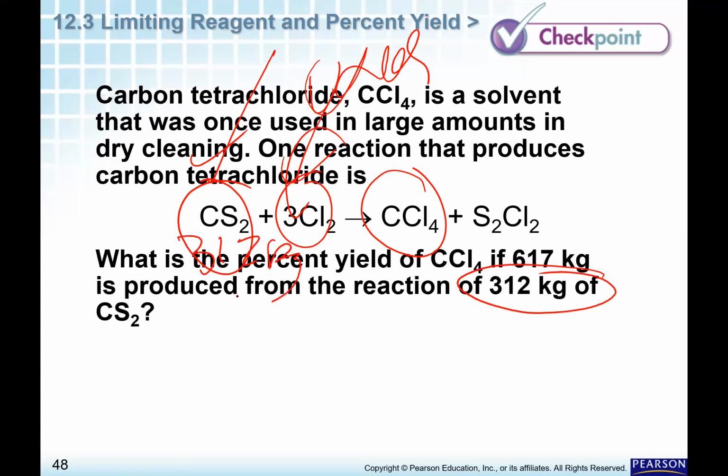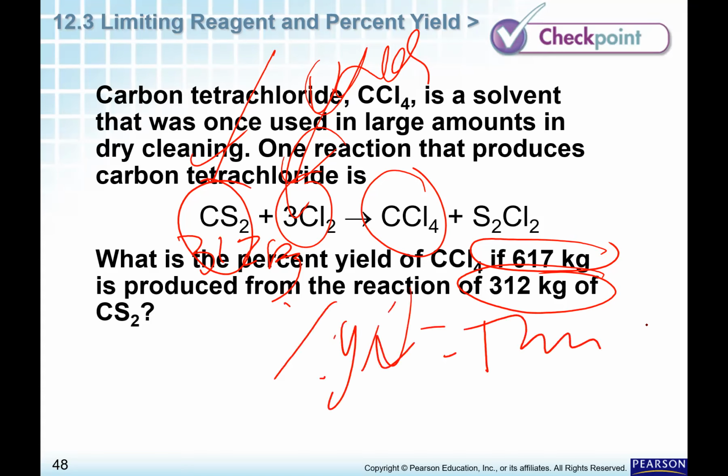312 kilograms of this, and the 617, is this the theoretical yield or your actual yield? Based on what you read from the question, this is your actual. And that is because it says 617 is produced. Sometimes it says actually produced, or sometimes it says it produced. So the percent yield, as you know, is equal to the actual divided by the theoretical times 100%.